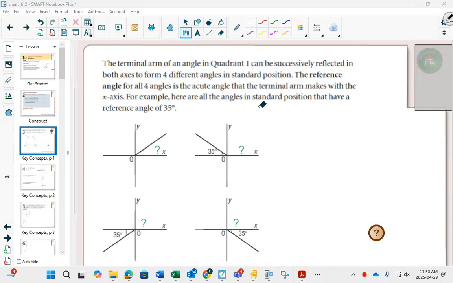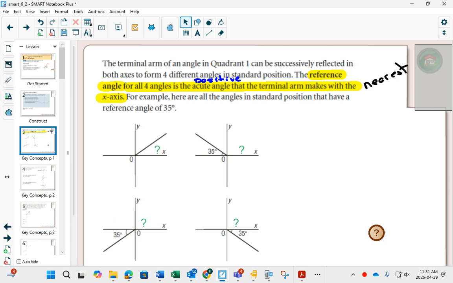We are going to learn another extremely important definition called a reference angle. And it's right here. You can highlight the whole definition. I'm going to get you to add the word positive above acute, because it is a positive acute angle that the terminal arm makes with the nearest x-axis. Sometimes I add the words nearest x-axis, but the word acute kind of makes you go to the nearest x-axis. A reference angle is always an angle between your terminal arm and the nearest x-axis.